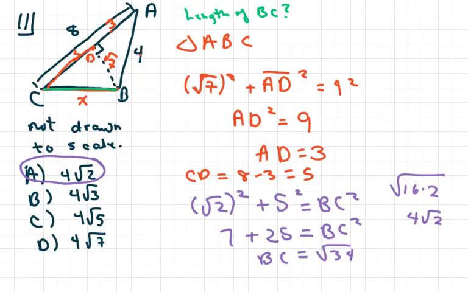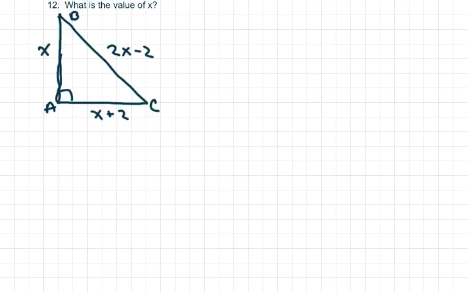And we have one more. We want to know what the value of x is. So we're going to get started on that and try to do it. This is considered the hardest one. We're going to use the Pythagorean theorem first and do this. We have x squared plus x plus 2 squared equals 2x minus 2 squared.